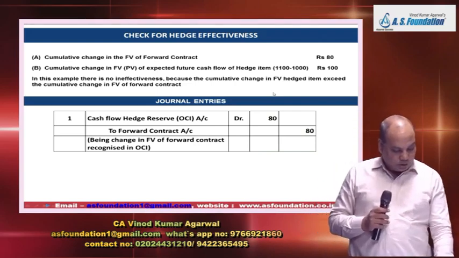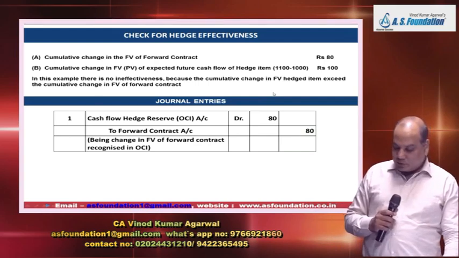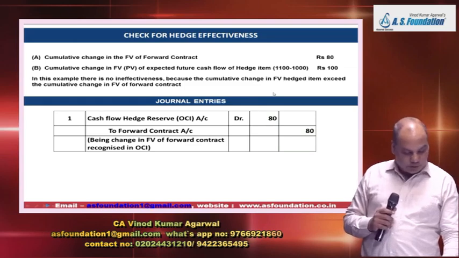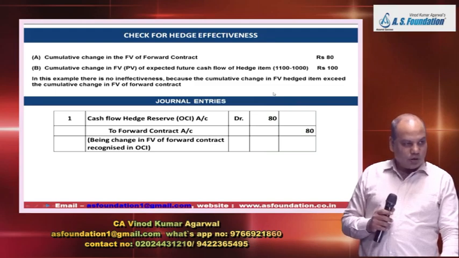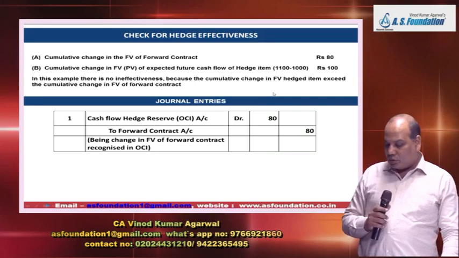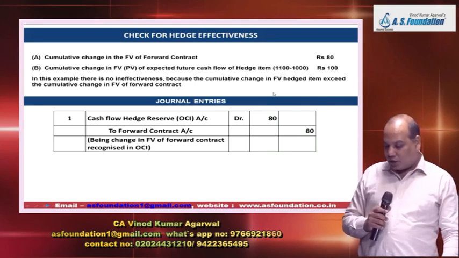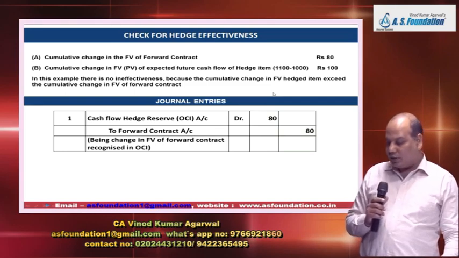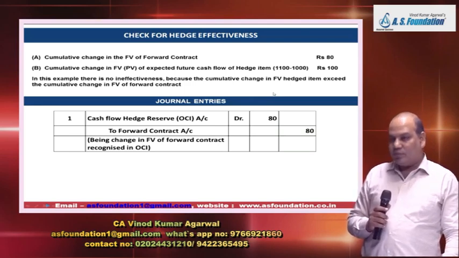We are given detail of only 31st December 17. So we'll pass the entry on 31st December 17. What about 30th September 17? No entry. Either you can write 30th September 17, no entry because fair value of forward contract is nil at inception. Or you can directly write 31st December 2017, cash flow hedge reserve account debit 80 to forward contract account 80.